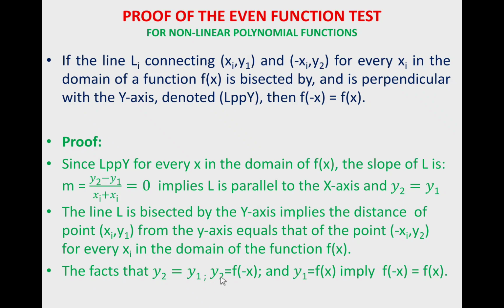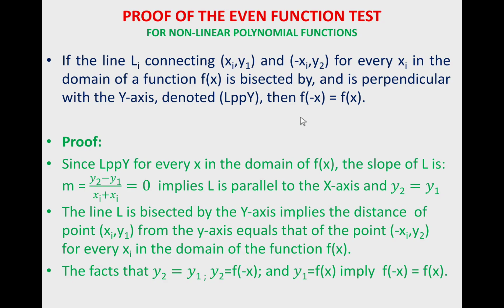So the left hand side of this equality, which is y2, equals the left hand side of this equality, which is y1. Since y1 is equal to y2, then the right hand side of both must be the same. That means f of minus x must be equal to f of x. And that's what we want to prove for the nonlinear case.